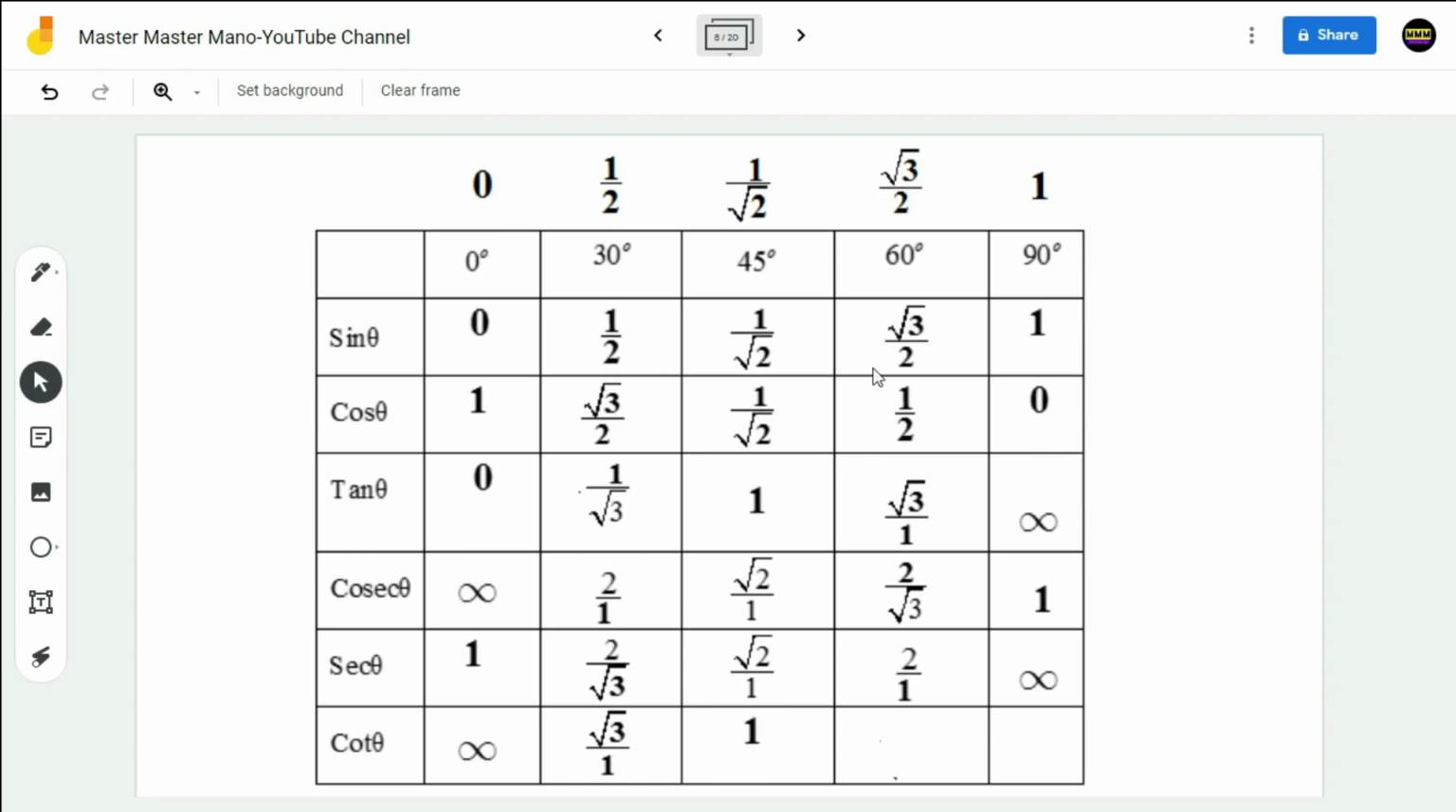For cot 60 degree, we have to write the reciprocal value of tan 60 degree. That is, when root 3 by 1 is written in reciprocal, it will be 1 by root 3. For cot 90 degree, we have to write the reciprocal value of tan 90 degree. That is, when infinity is written in reciprocal, it will be 0.